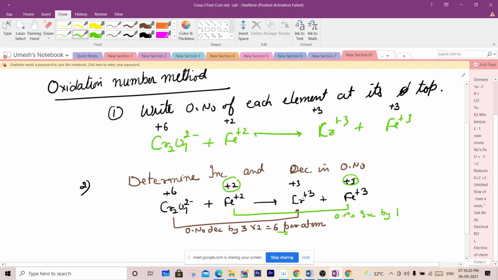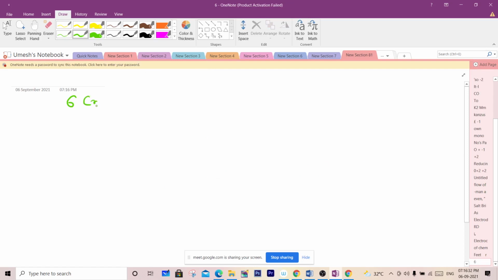Then you make cross multiplication. Cross multiplication means the 1 here and the 6 here: you multiply 1 with the chromium and 6 with the iron in the next step. So, Cr2O7 2 negative ion plus Fe2 positive ion gives ferric ion and chromium 3 positive ion. Just multiply on the reactant side only. Six here and a one here. Opposite we have to do.